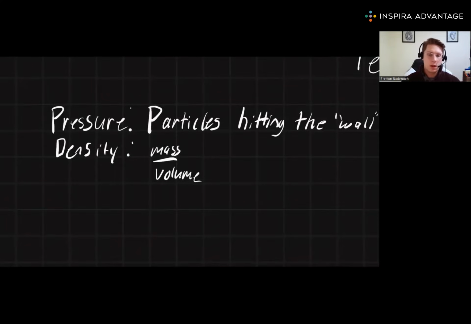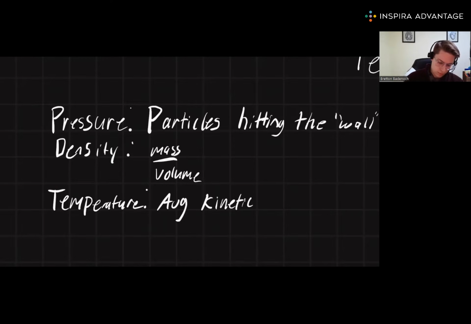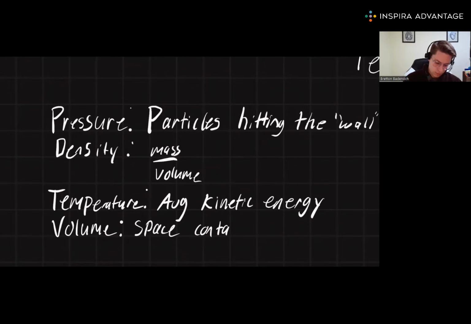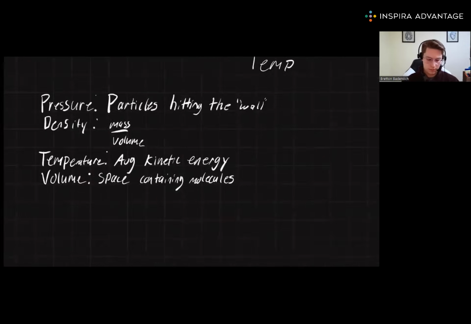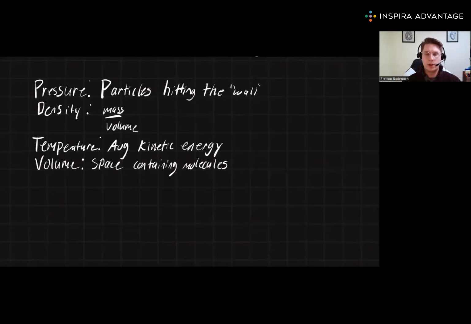Next, we have temperature, and temperature is not heat. Temperature is the average kinetic energy of the molecules being examined. And then we've got volume, which is just the amount of space in which these molecules are existing. And then we have internal energy, which is the total energy contained in a system.